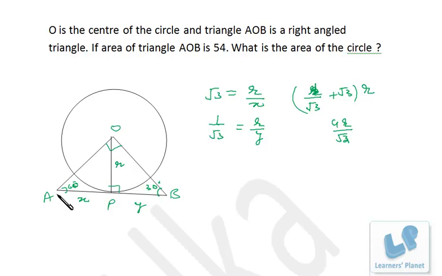Now area of this triangle will be what? Base into altitude. Now base is what? 4r by root 3. Altitude is what? R, and divide by 2, half base into altitude is equal to 54, that is given, right? So r square is 27 root 3.